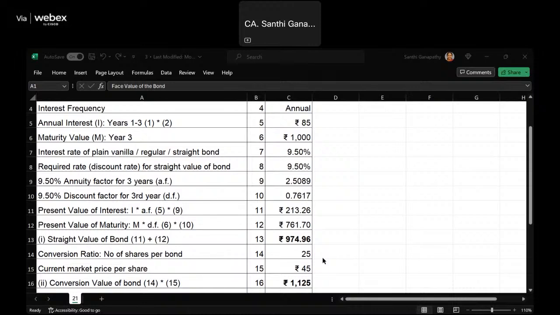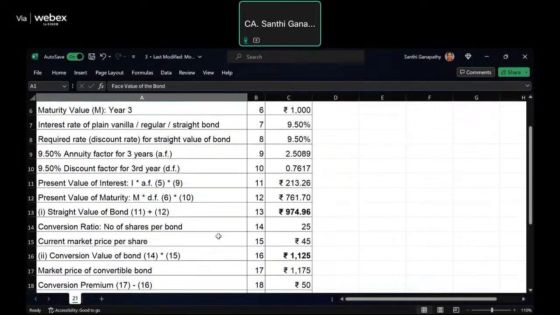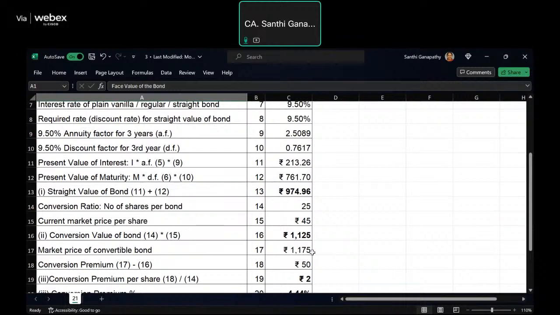The conversion premium will decrease if the stock price increases, and bonds with a longer period to maturity will have a higher conversion premium than bonds with a shorter time to maturity, which will have a lower conversion premium. So what is the conversion premium? The market price of the convertible bond is 1175. But the conversion value is only 1125. So you are paying a premium of 50. This is for one bond. With one bond you'll get 25 shares. So per share it is 2.